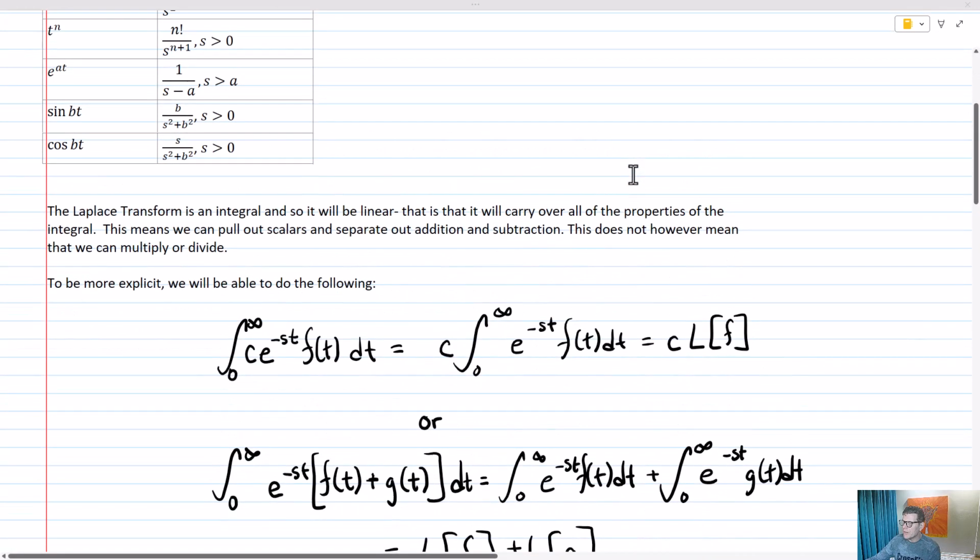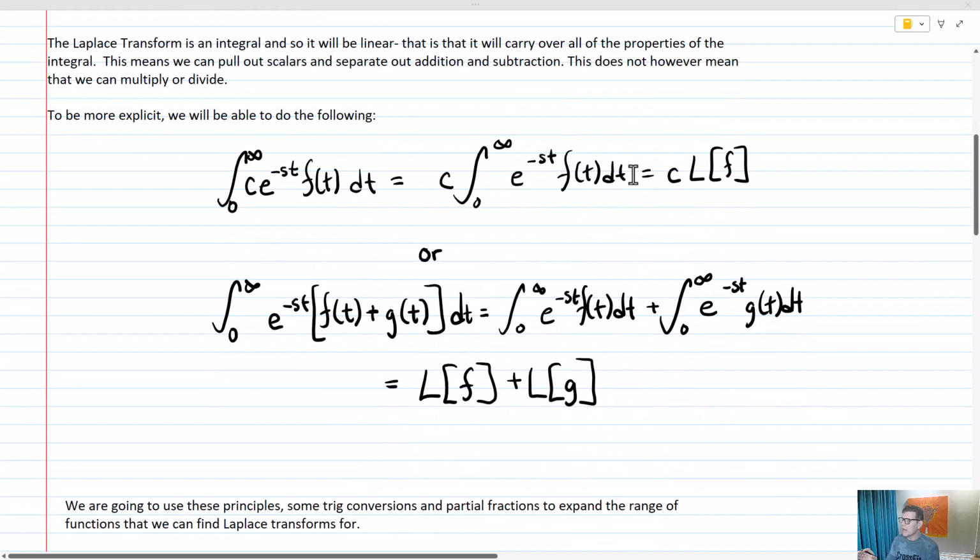So the Laplace transform is an integral, and it's going to be linear. That is, it'll carry over all the properties of the integral. This means we can pull out scalars and separate out addition and subtraction. This does not, however, mean that we can multiply or divide. So we're just going to look at what it looks like to pull out the scalars, and what it looks like to multiply or divide.